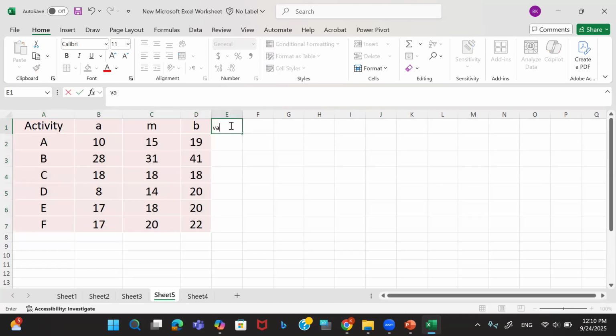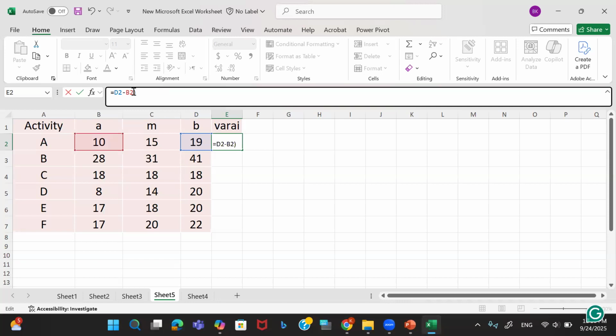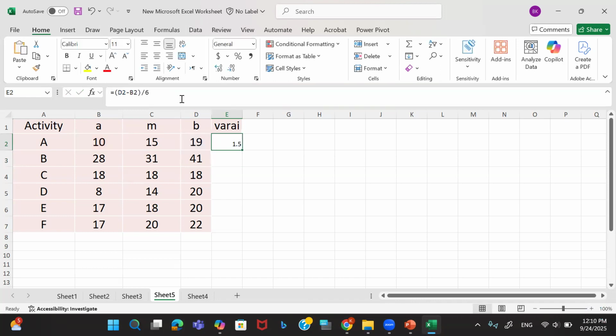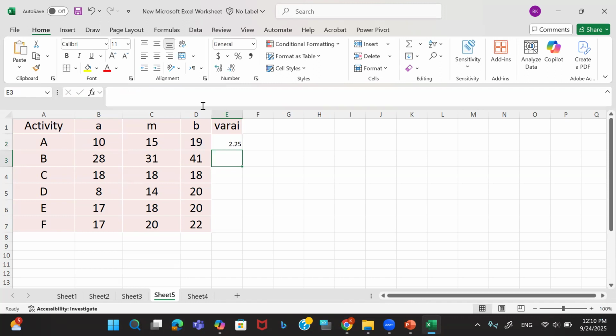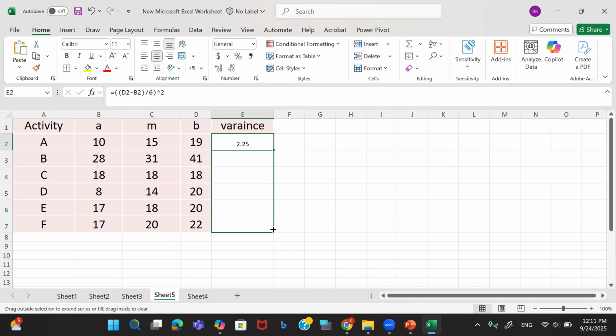And then we say this is variance. We said it is equal to B minus A, right? We divide this by 6, okay? And then we take this, we square it. So this will be the variance for each activity. Now I scroll this down. Now I have the variance for each activity.